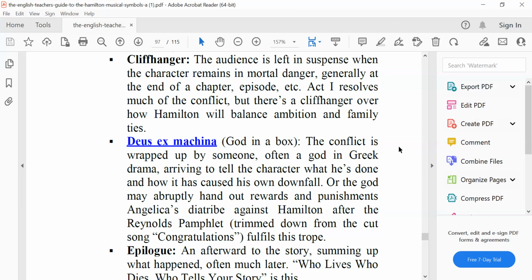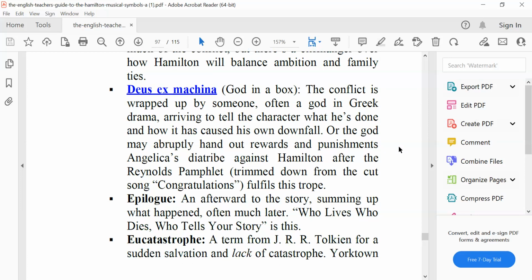Deus ex machina, God in a box. Greek theater, which also gave us the concept of catharsis, often ends with the gods, or one of them, showing up and just kind of solving everything. Hi, Theseus, you made a wrong choice, and that's why your son died, and I'm going to punish you and reward you, and okay, we're all done now.